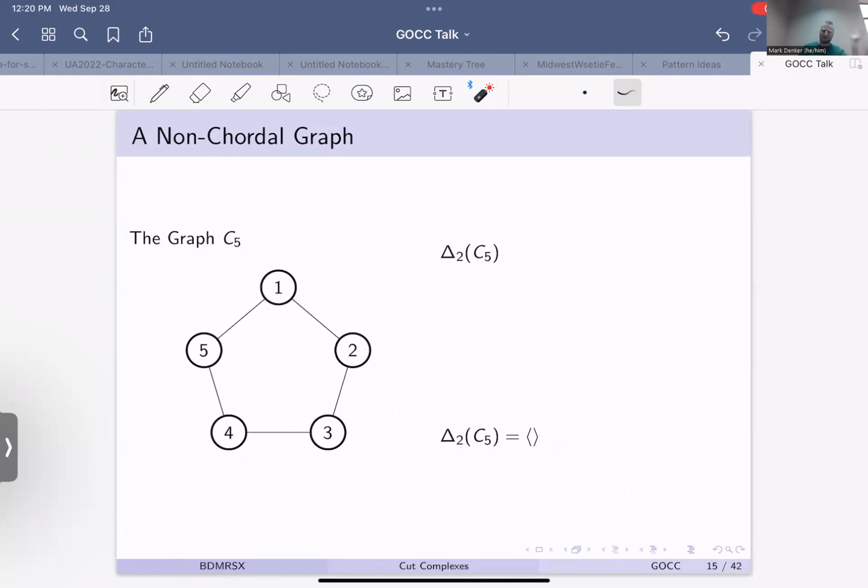But let's see an example of a non-chordal graph. So this does contain a 5-cycle because it is the 5-cycle. And so we can start trying to construct our cut complex. We see we have a cut set of 2, 4, 5, separating 1, 3.